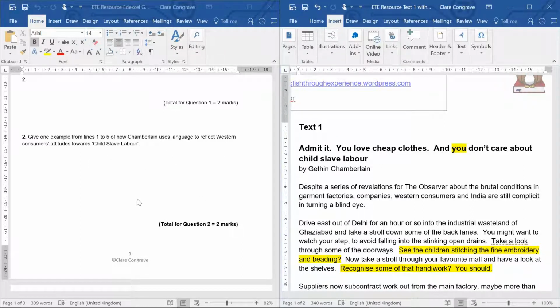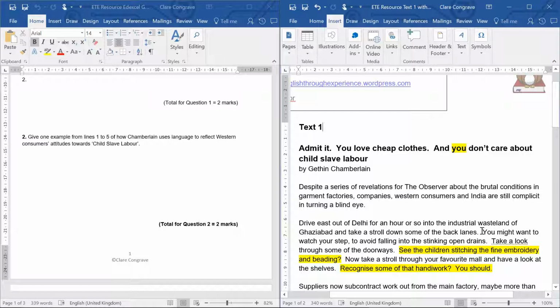You're not given a lot of space, you're not expected to write a lot. It is only a 2-mark question, so you've got roughly 2 minutes to do it. So what you need to do now is have a look at our text. This is line 1 here, down to here. So you're picking from that section. Can you spot any language features?